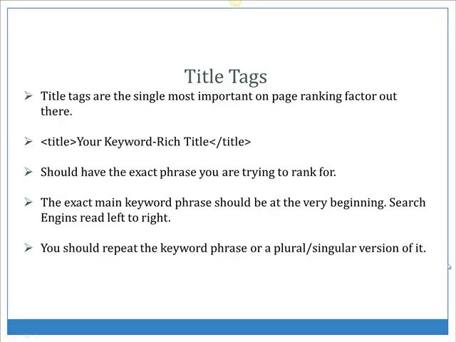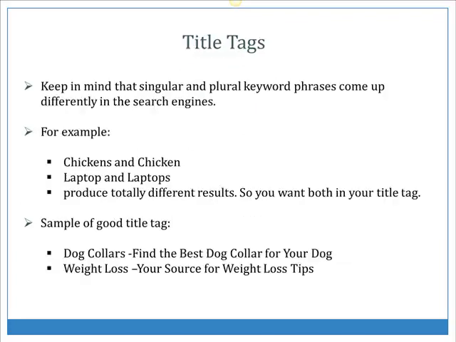It should have the exact phrase you're trying to rank for. The exact main keyword phrase should be at the very beginning. Search engines read from left to right. Always remember that when you're writing content. You should repeat the keyword phrase, or a plural or singular version of it, also in that title tag.